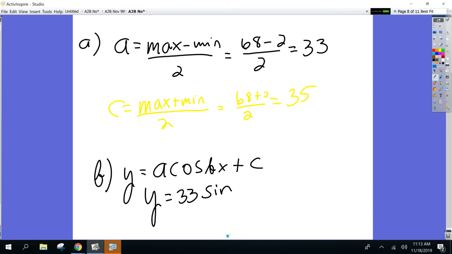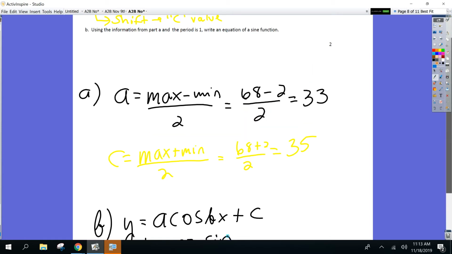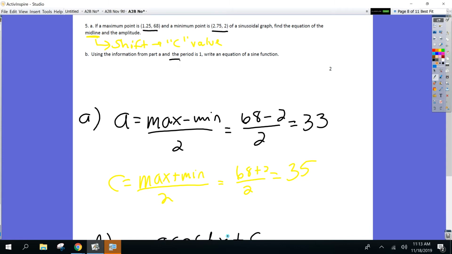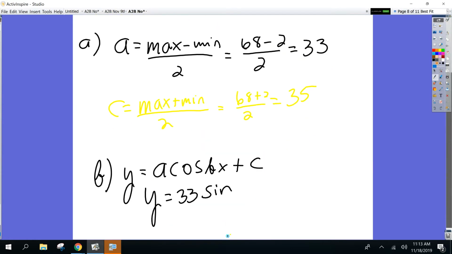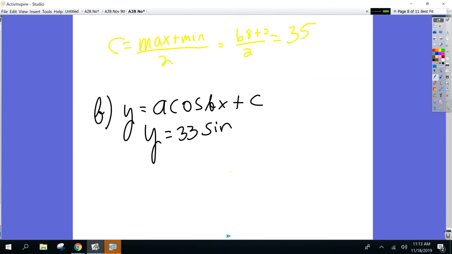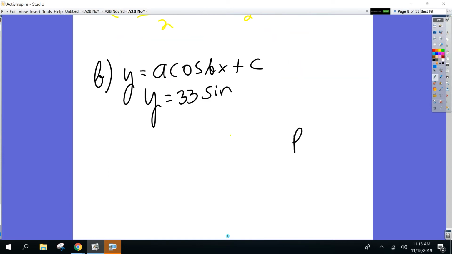Do I know the b value? Is that 1 they're talking about here? The period is 1. Do I plug that in for b? Nope. We just went over at the beginning of class. What was the b value called? That was my frequency. What formula has frequency in it? 2 pi, period equals 2 pi over b. So off to the side, period equals 2 pi over b.